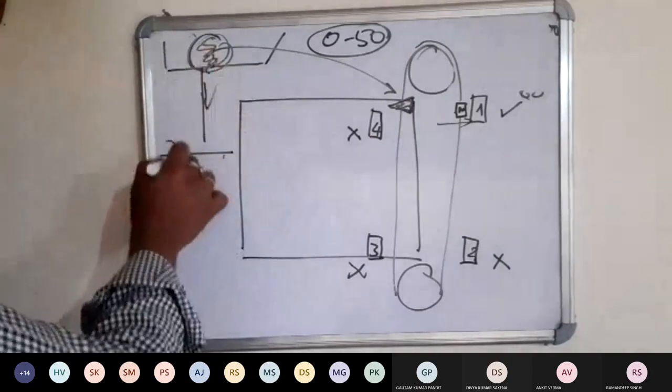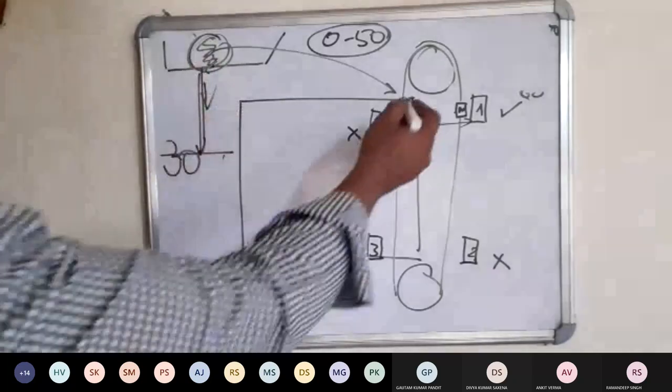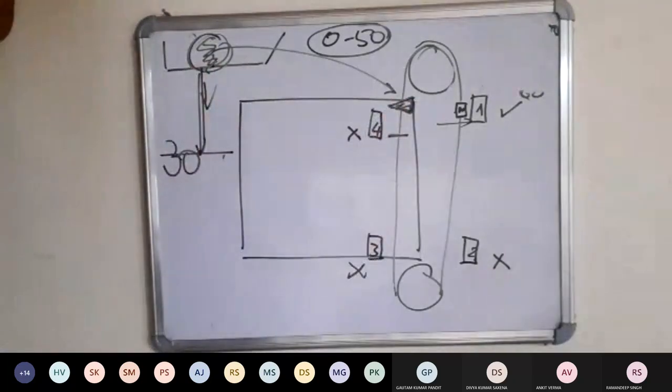When the signal goes 30 meters down, of course this will go 15 meters. Will it go to 15 meters or not?